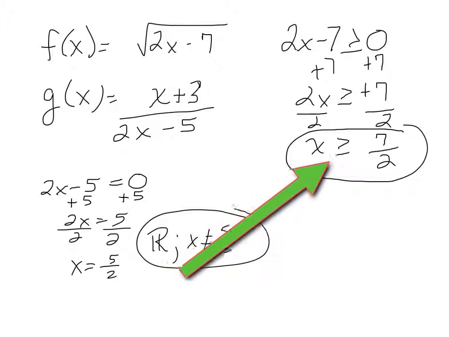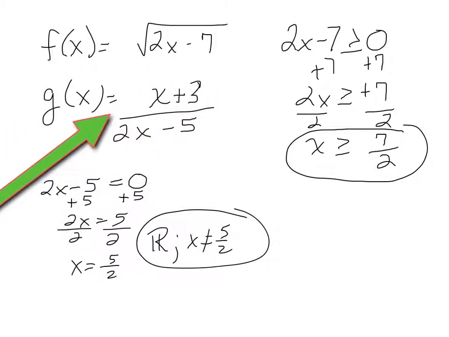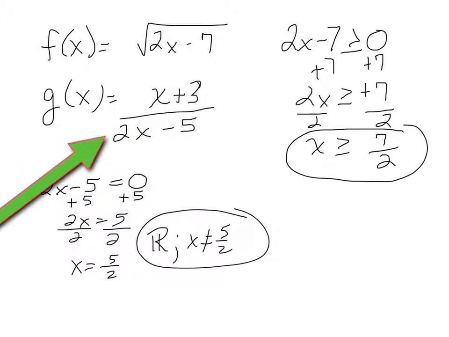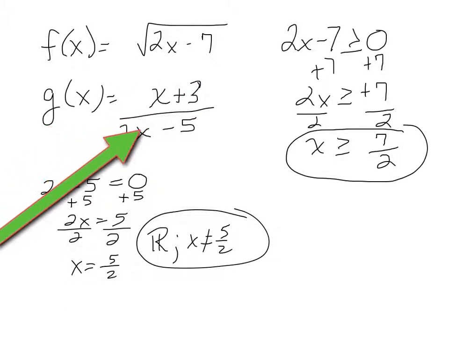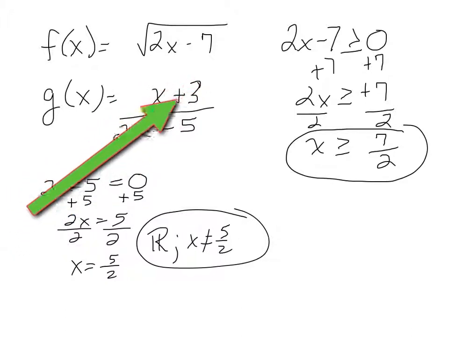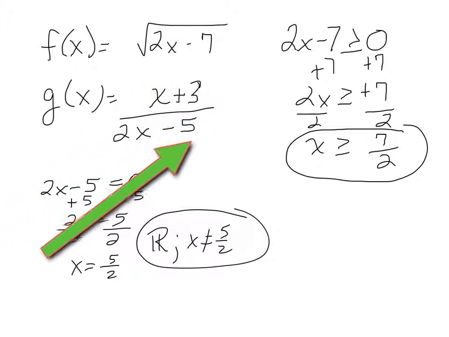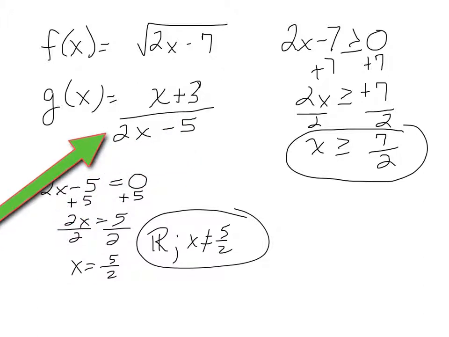So x would have to be greater than or equal to 7/2. Over here, our only concern is that we don't want a 0 in the denominator. You can't cancel anything out. This plus sign and this minus sign are like little handcuffs. They bind these terms together, so you can't cancel anything. But we do have to check and see, is there anything that might make that denominator 0?